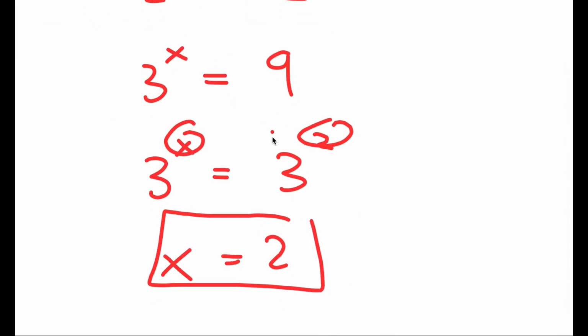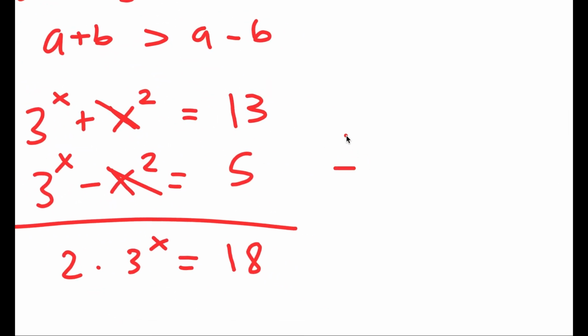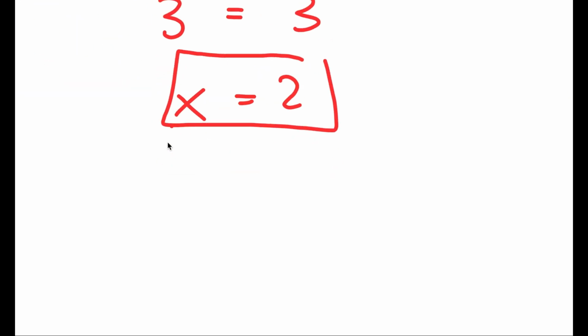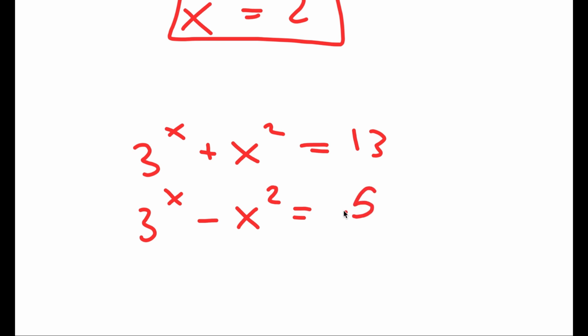Before we go ahead with that, there's actually another thing we have to confirm. So we had 3 to the power of x plus x squared is equal to 13, and 3 to the power of x minus x squared is equal to 5.